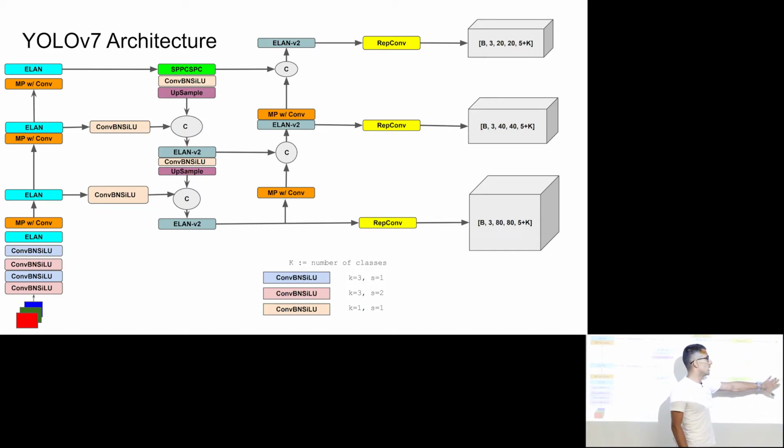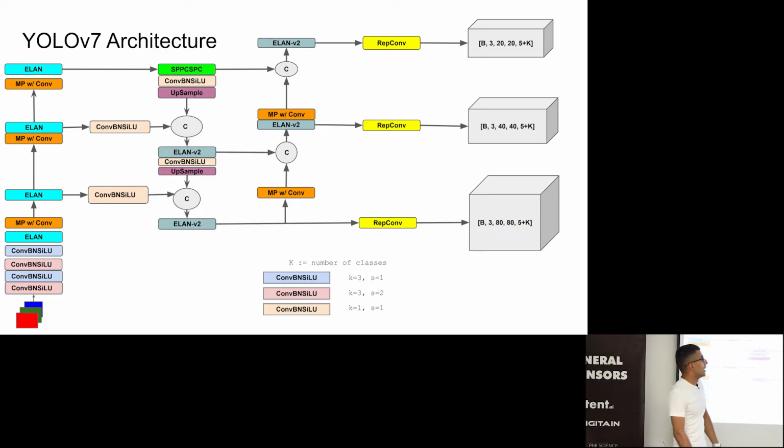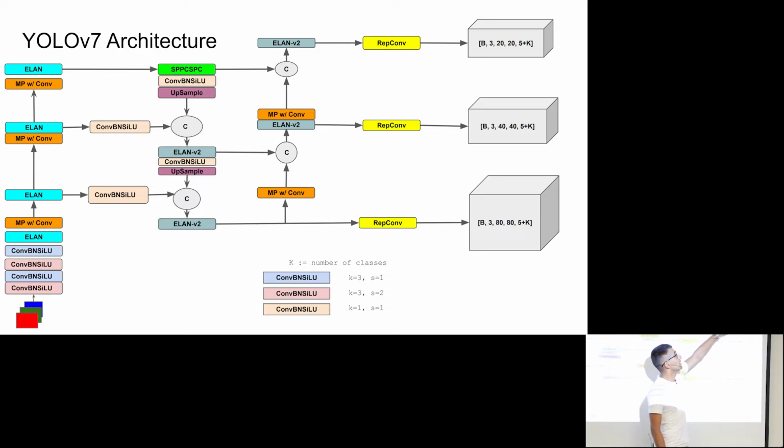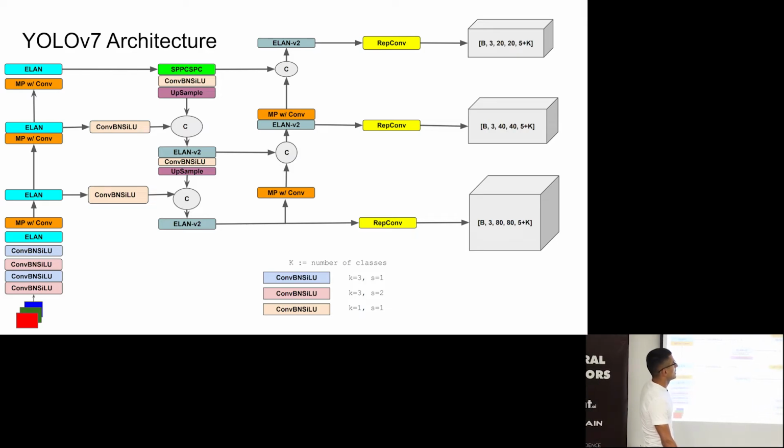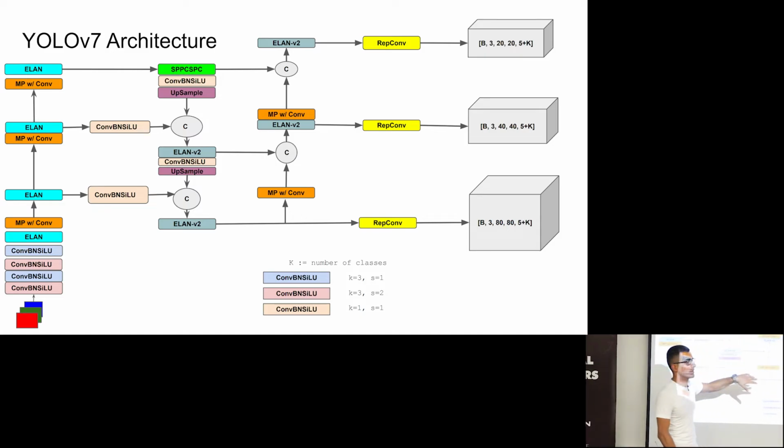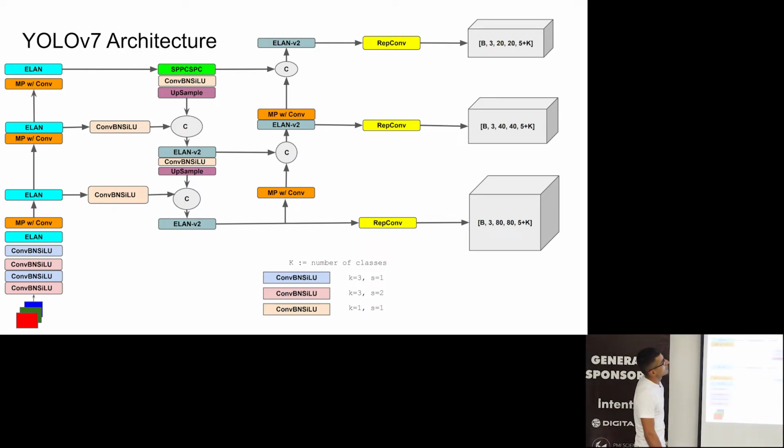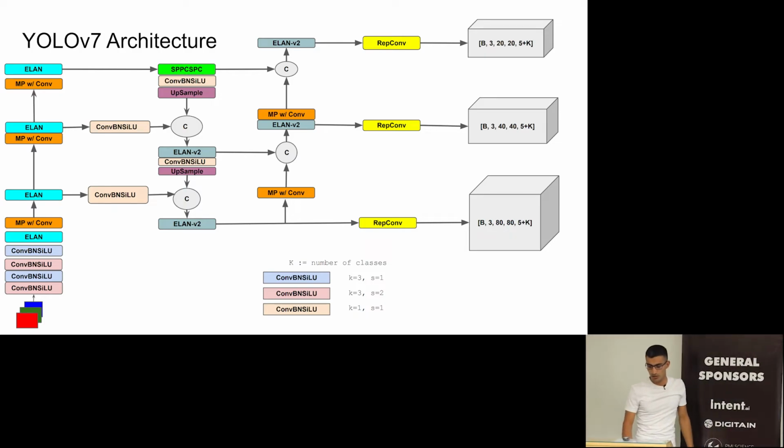So we're getting a grid size of 80 times 80 for small objects, and for bigger objects we have this layer, which gives us bigger objects during the prediction phase. This is the FPN part of the architecture, and this whole thing is the PAN architecture. And later, if you have any questions, I will answer them.